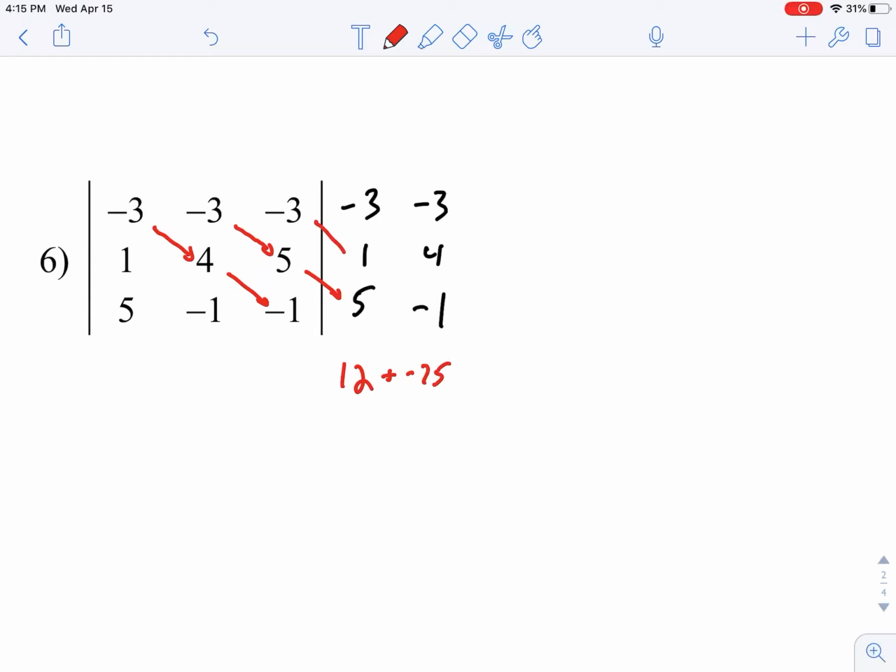Then this downward diagonal. Negative 3 times 1 is negative 3. Times negative 1 is positive 3. Then you go plus positive 3. Add these together. 12 plus negative 75 is negative 63. Negative 63 plus 3 is negative 60. And if the mental math screws you up or anything, just grab a calculator, pull up Desmos, type this in.